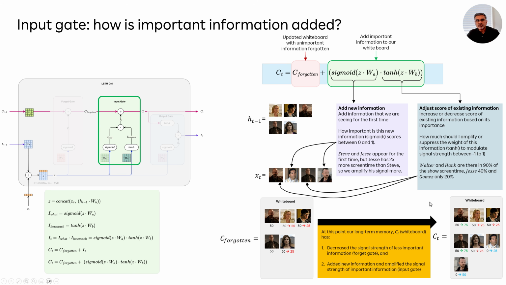Okay, so at this point, we have updated our long term memory. We have taken out unimportant information using the forget gate, or rather, we have suppressed it, and we have added important information which doesn't already exist to our long term memory, as well as amplified the signal strength of those that are important using the tanh function. So now we have an updated long term memory.